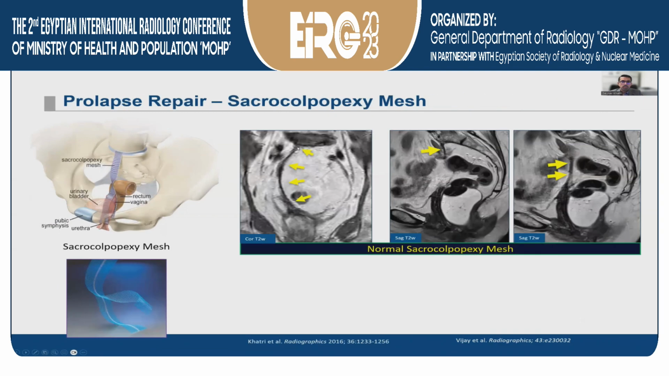This is the normal appearance of this sacrocolpopexy mesh going from the sacral promontory to the vaginal apex on the coronal image, and also on the sagittal image. It should be nice and thin, just like this.